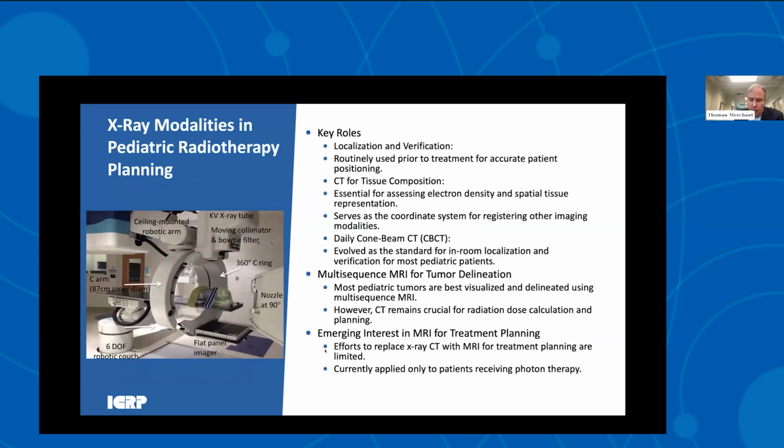X-ray modalities play a vital role in treatment planning for children who require radiotherapy, and they're routinely used for localization and verification prior to actual treatment, similar to adults. Although most pediatric tumors are best seen and delineated using multi-sequence MR imaging, CT is required for the accurate assessment of tissue composition, and it serves as a coordinate system to which other imaging modalities are registered and the basis for comparing in-room localization and verification. For pediatric patients, this has evolved to include daily cone beam CT methods for most patients.